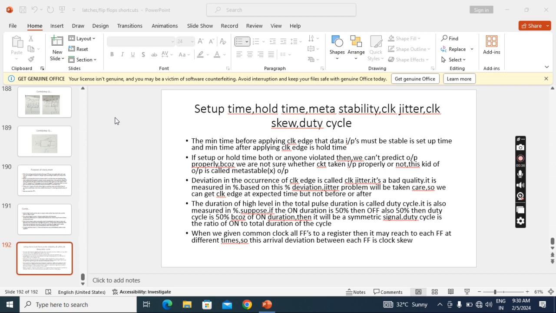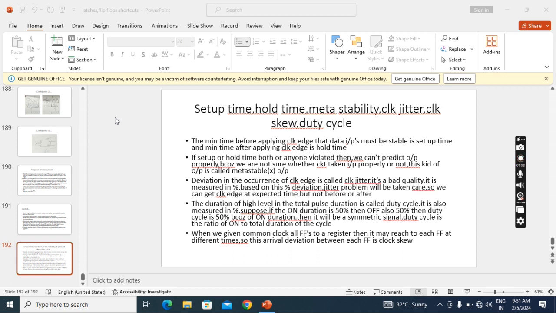For sequential circuits like flip-flops, we apply data inputs and a control input like the clock. Whatever data we are applying should be stable before the clock edge and after the clock edge for a certain minimum duration of time. Then only the circuit can take the input properly and produce output properly according to the input.